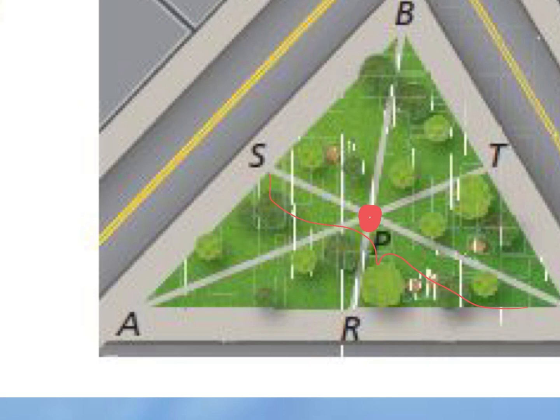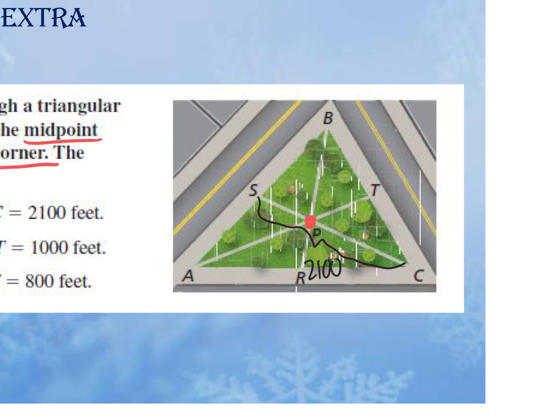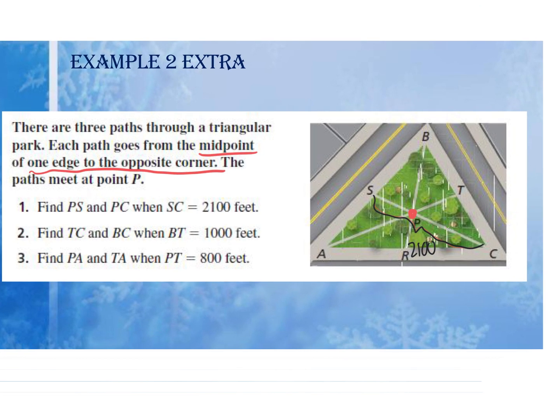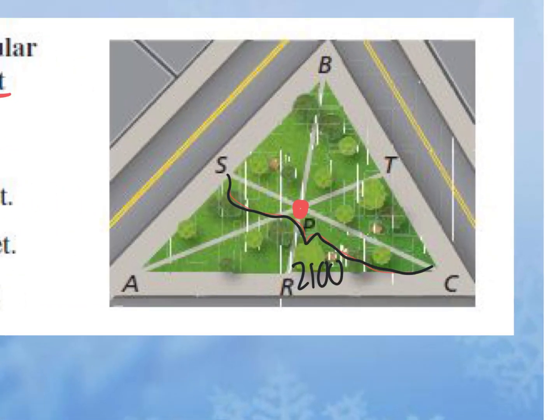And that's really hard to draw. There we go. That's better. 2,100 feet. How could we find PS and PC? Go ahead. Divide by 3. If I divide this by 3, what will that give me? SP or PC? SP will be 1/3 of 2,100. Very good, okay? Because that's the smaller of the two pieces. Do you guys agree with that?